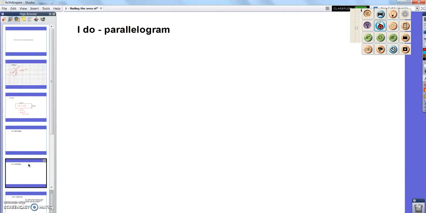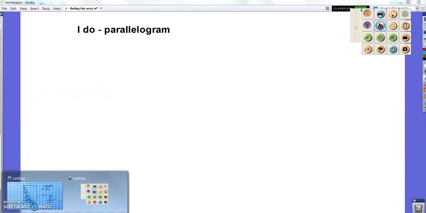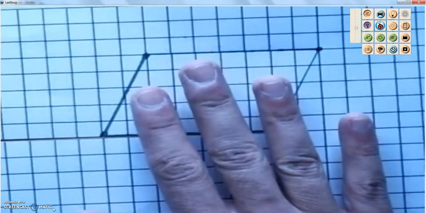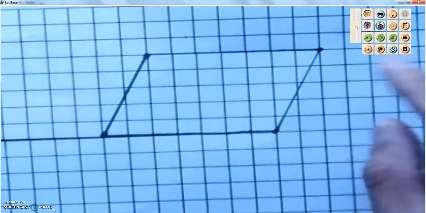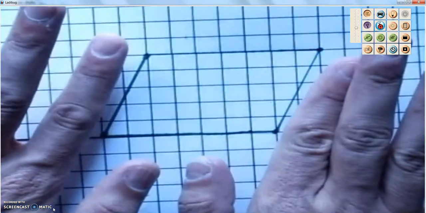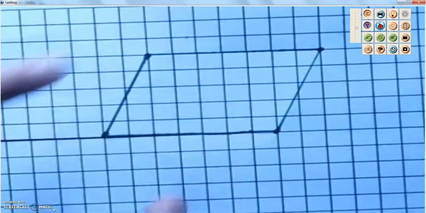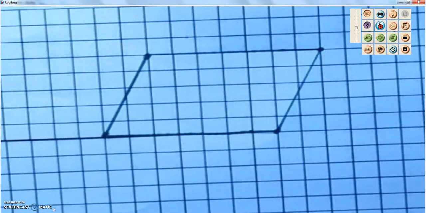The other is a parallelogram. I'll show you a parallelogram here. I've also made one of those for the ladybug. I'm going to show you a different strategy on this. So now let's think about finding the area of this figure. This is called a parallelogram. Parallelograms have 2 sets of parallel sides. These sides are parallel to each other, and these sides are parallel to each other. If you extended them, they would never intersect.